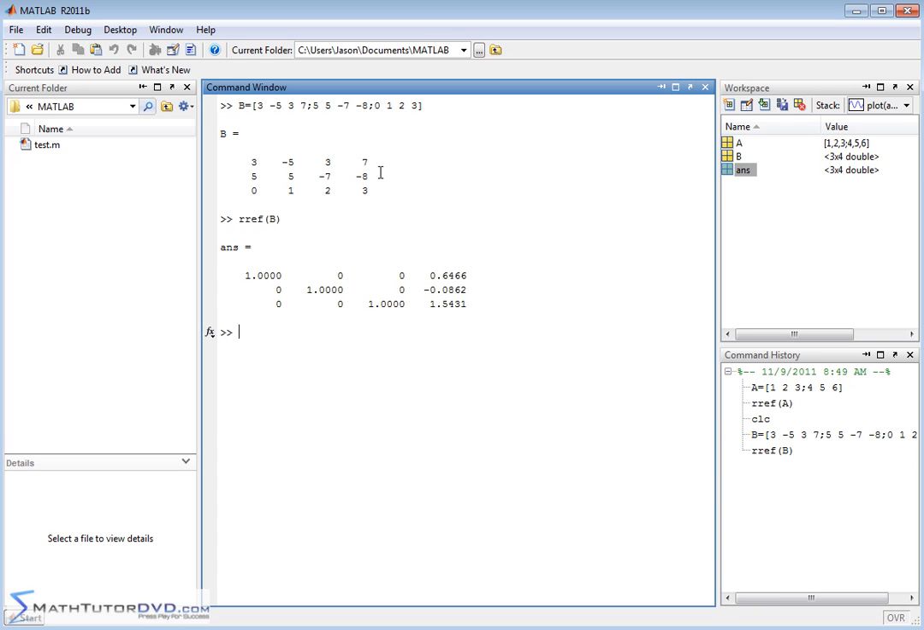So these two matrices, even though they look different, they really represent the same system of equations, just like two different fractions can look different, but they're the same thing. So this one is 1x plus 0y plus 0z is equal to this number. And this is 0x plus 1y plus 0z is equal to this number, and so on. So what you really can do is read off the answers directly. X is equal to 0.6466, y is equal to negative 0.0862, z is equal to 1.5431.